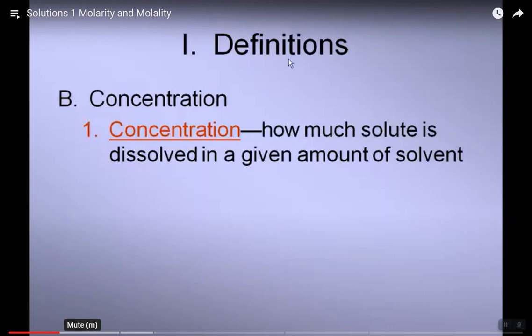So if something is concentrated, that means high amounts of solute in our solvent. So, for example, stuff from your real life, you ever see on the side of your orange juice container, it says not from concentrate.